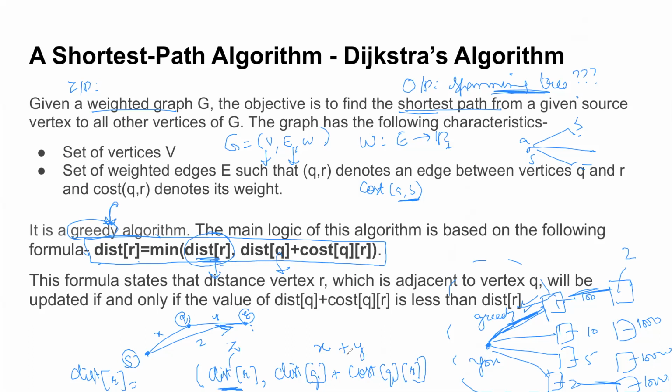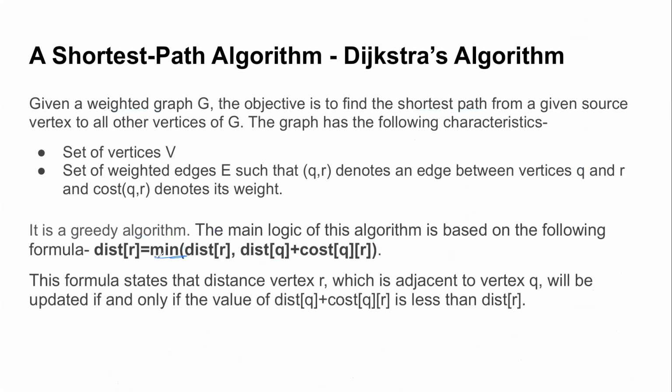Now, if you have to decide which is the shortest one, what would you do? Obviously, you will take the minimum of the two, right? So that is exactly this formula. What you do in Dijkstra's algorithm is, given a vertex R and an adjacent vertex Q to it, you update its cost only if the value of Q plus the edge to R is less than it. So you can see what minimum is doing here.